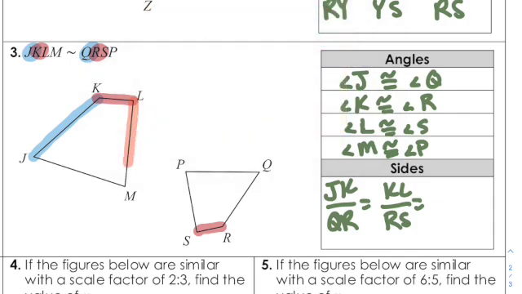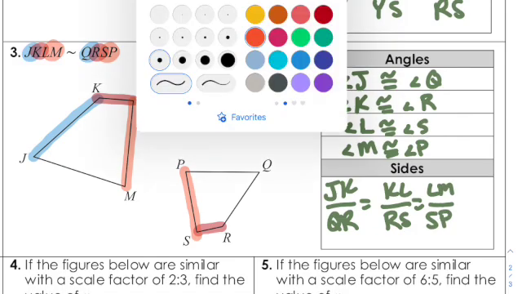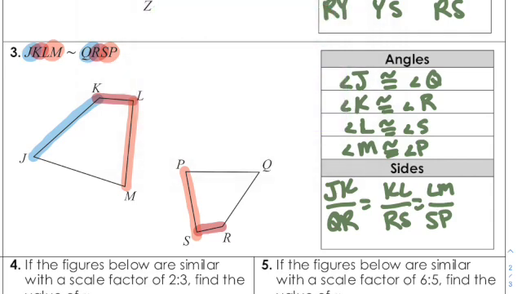Then we have LM. LM is the last 2 letters. SP is the last 2 letters. So LM is proportional to SP. And last but not least, we have JM. JM is the first and last letter. QP is the first and last letter. So therefore, those are proportional. Okay. So yeah, those were your answers for number 3.